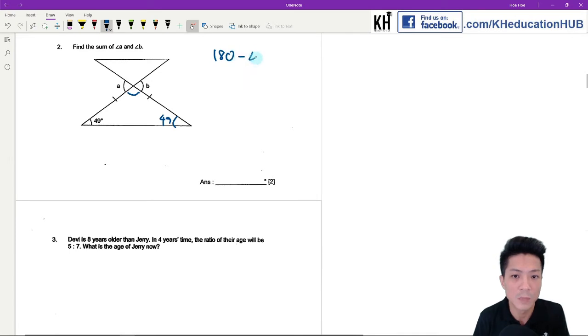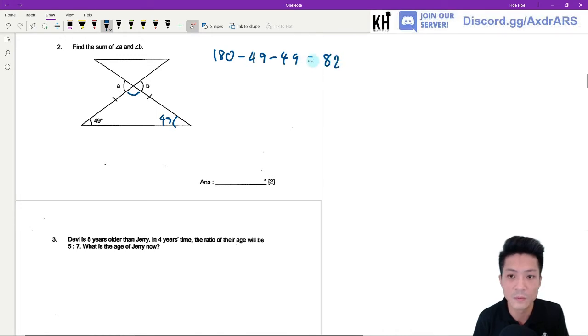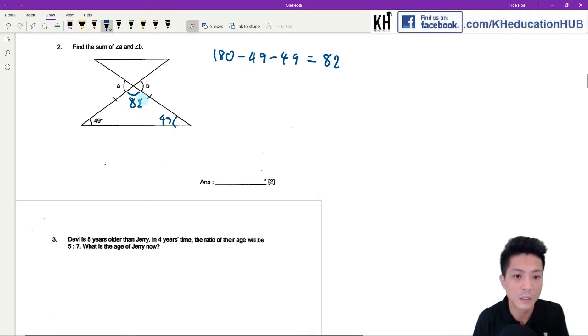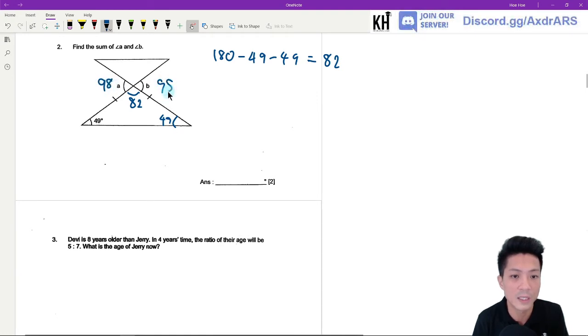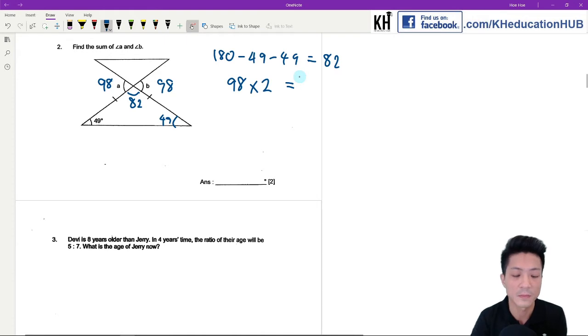So 180 minus 49 is going to give me 82. This is 82 here, which means that angle A is 98 and angle B is also 98. So to find the answer, you just need to use 98 times 2 or 98 plus 98. It's going to give me 196 degrees.